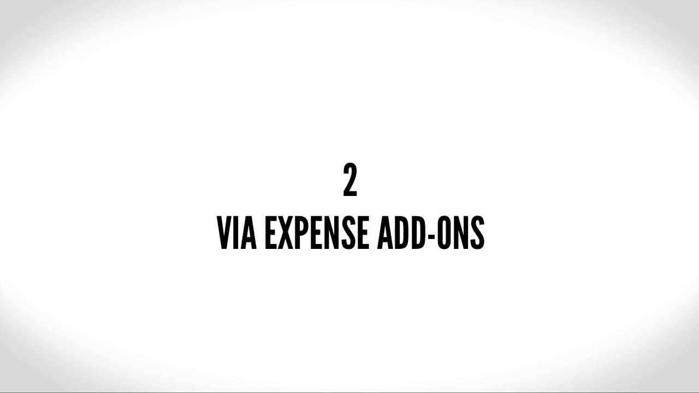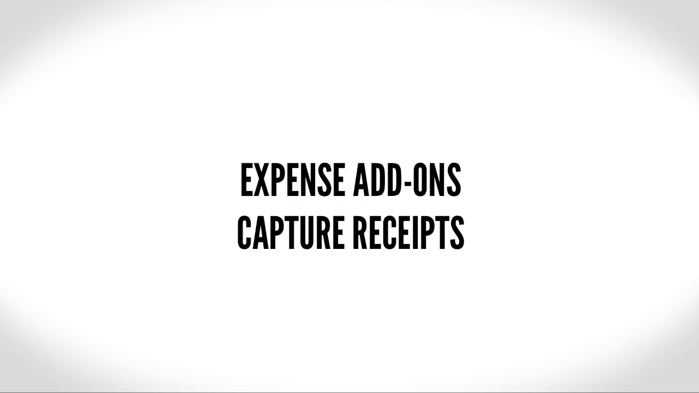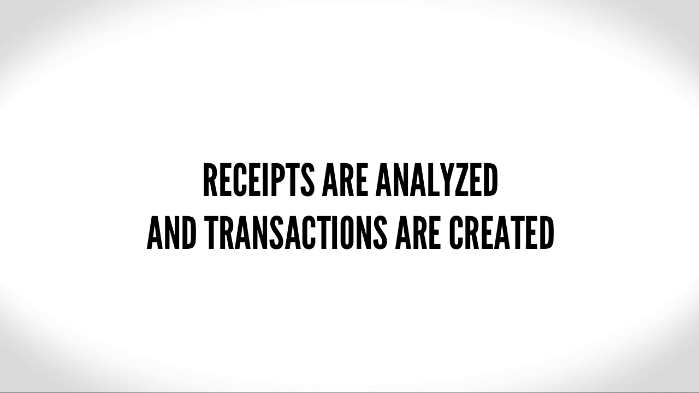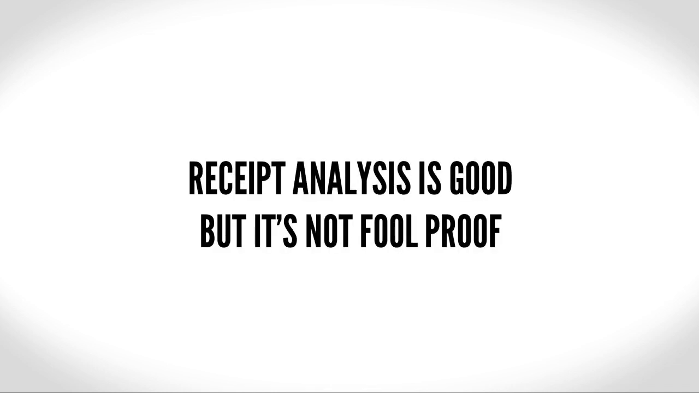The second way to automatically enter transactions is via expense add-ons. You start by submitting your receipts via smartphone, email, or file upload. Some add-on software can even log into your vendor accounts and download receipts for you. The add-ons create transactions by analyzing those receipts. This can work well, but transactions are not always 100% accurate when done this way. Also, what happens when a receipt goes missing?